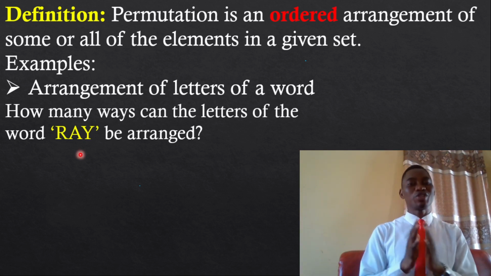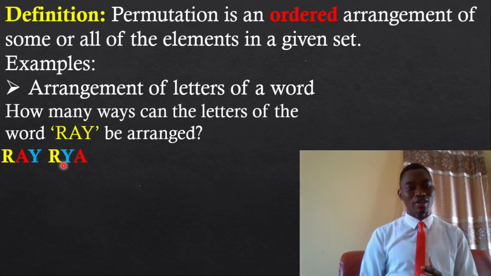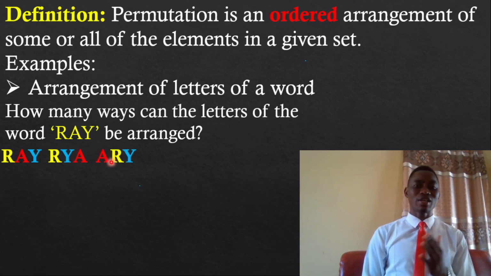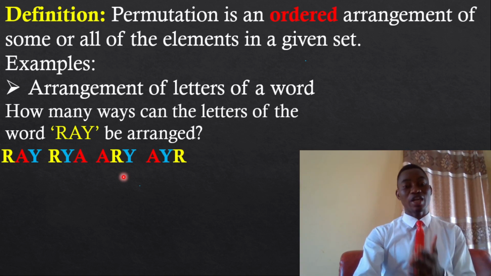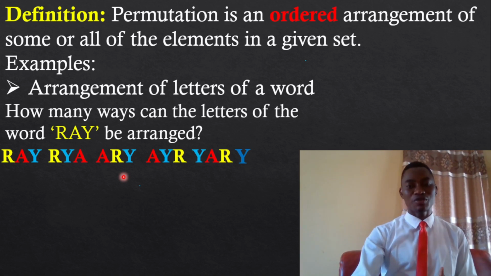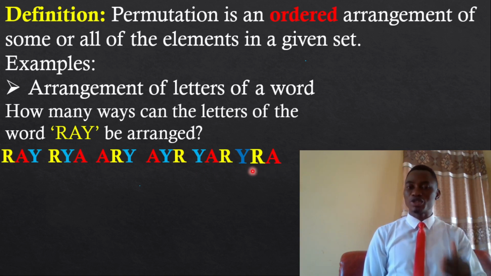There are also other ways the word can be arranged. This is permutation. We have R-A-Y already, then R-Y-A, all right? Then the word can as well be arranged as A-R-Y, then A-Y-R. We can also have Y-A-R. And finally, Y-R-A. So if you look at this, you see that there are 6 possible arrangements. There are 6 possible permutations of the word ray.